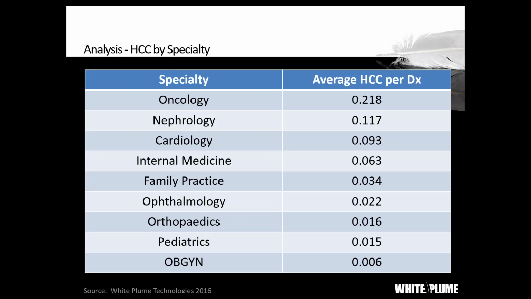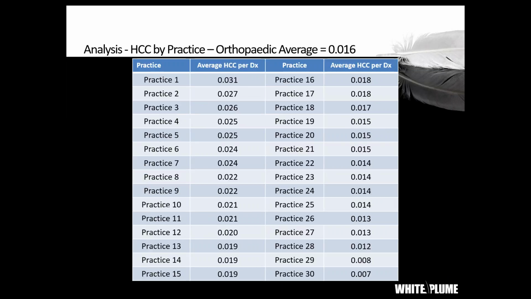And so when you look at this and get a bit more granular, and you look across practices within the same specialty, right? The average HCC per diagnosis within orthopedics is closer to 0.016. But again, we see that some of the practices at the top of this list are doing twice the average. And some of the practices at the bottom are half the average. That means there's a 400% difference between some of the best performers and some of the worst performers. So we have to ask ourselves, does that mean that the best performers, their patients are 4 times sicker than the worst performers? Probably not.